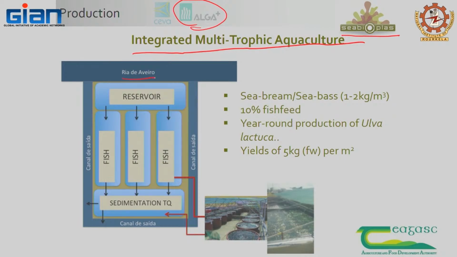So forget about these street names. Then you have a reservoir, you have fish, sedimentation, and this is the way it looks, how it is calculated. Sea bream and sea bass are species of fish, and they also require feed, and the seaweed or microalgae that is cultivated can be used for making fish feed. So what you are seeing here is how we can use different IMTA systems only for seaweed.